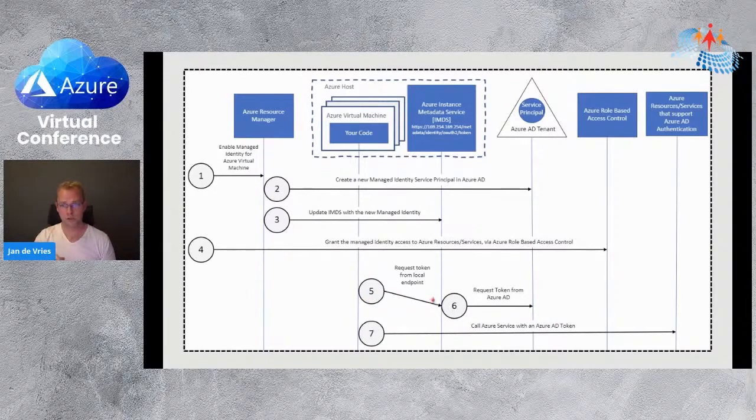But once you get this token, it's the instance metadata service. So this is the endpoint. Once you get the token on app services, you get this via some magical packages. You can send this token to the service you want to connect to.